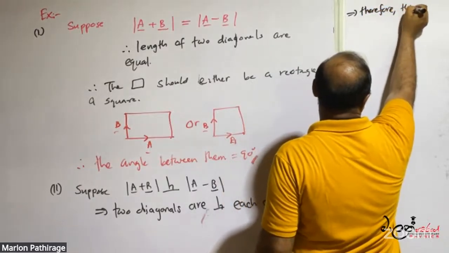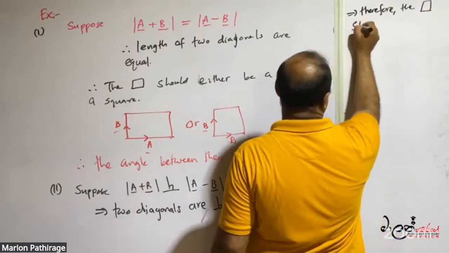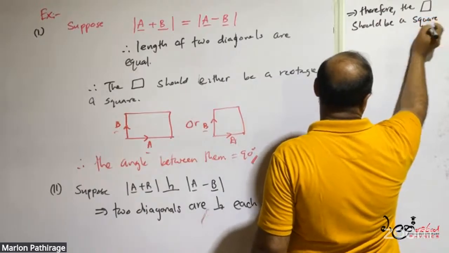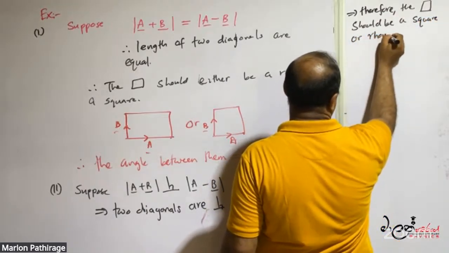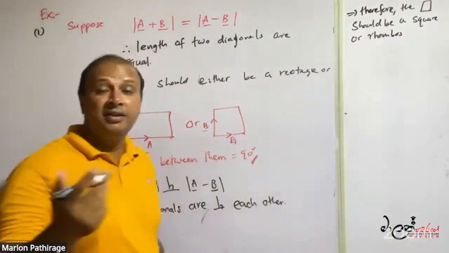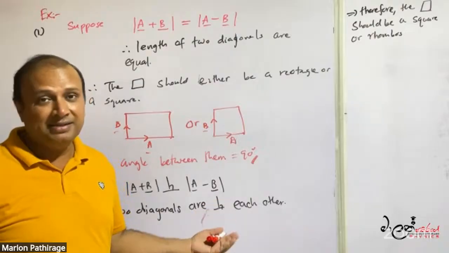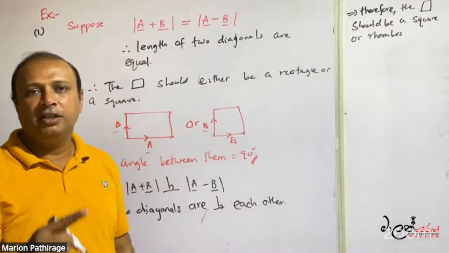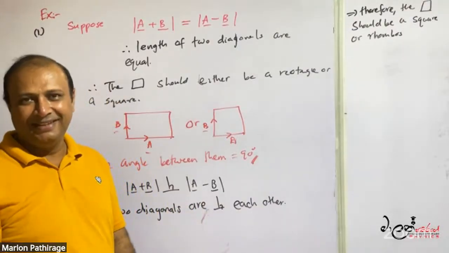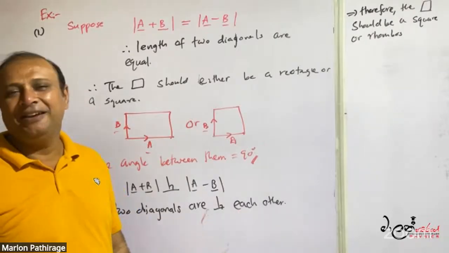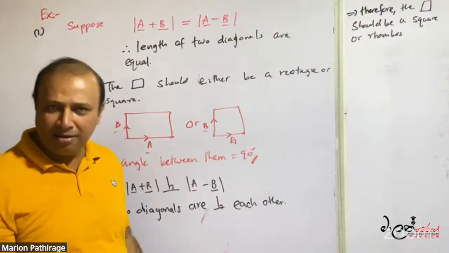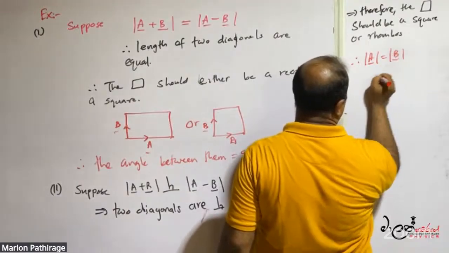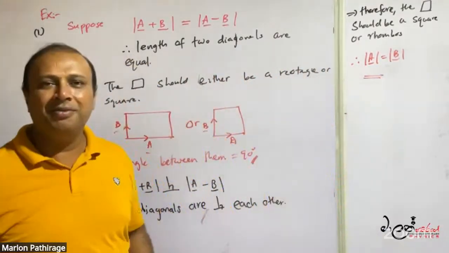Therefore, the parallelogram should be a square or rhombus, but otherwise, two diagonals are not perpendicular. If two diagonals are perpendicular, definitely it should either be a square or a rhombus. That means definitely A and B are equal. Modulus of A should be equal to modulus of B.